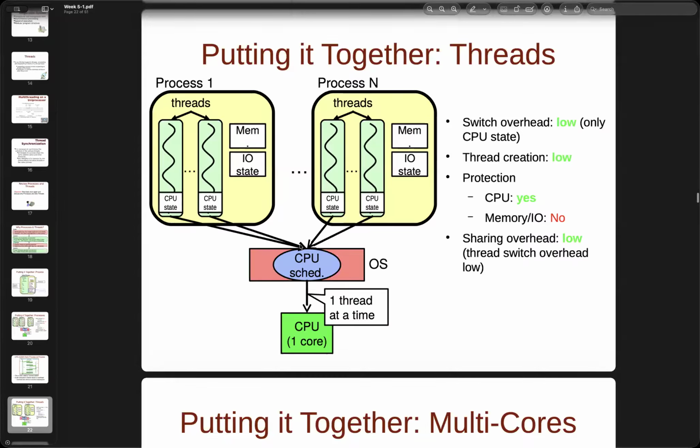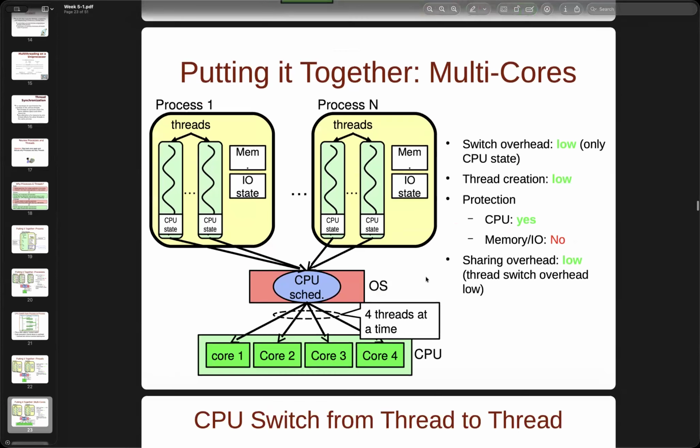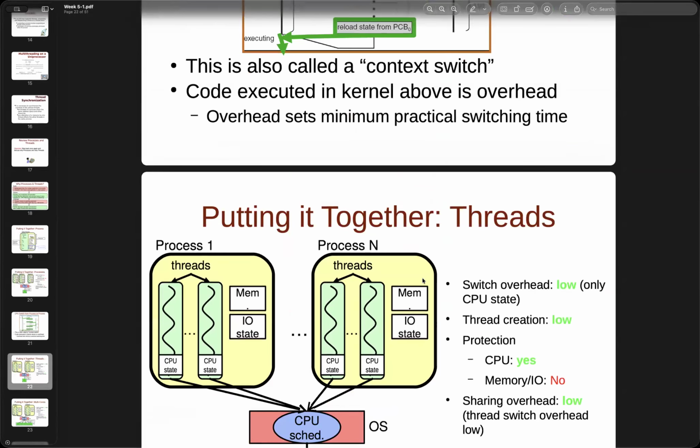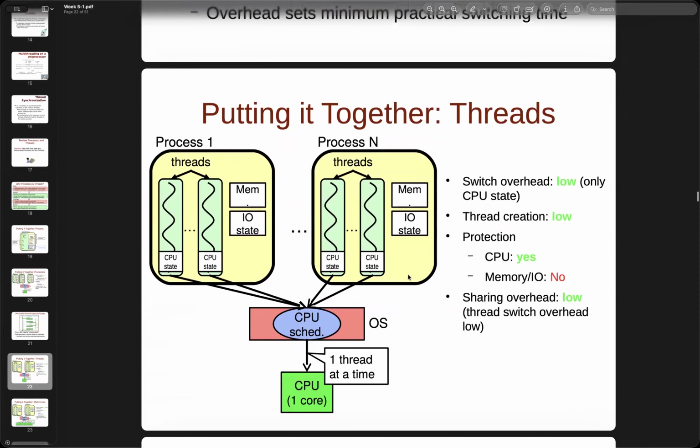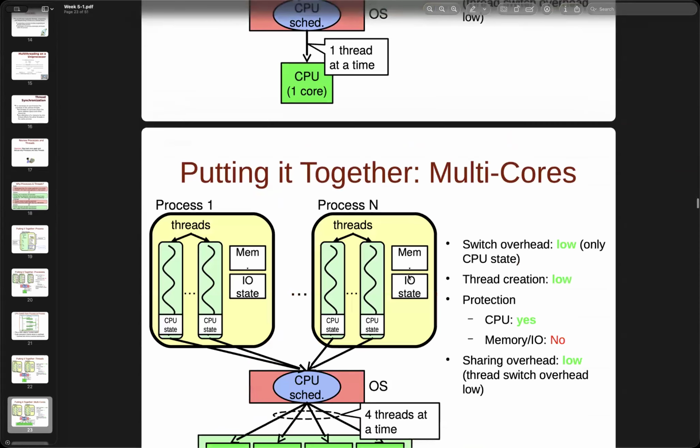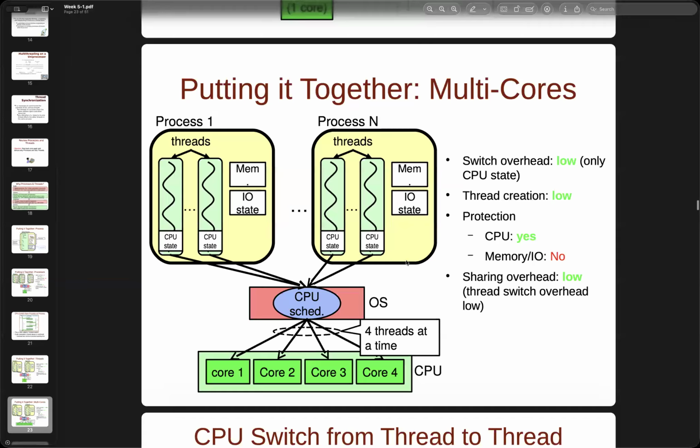Because we have so many threads right here, the sharing overhead is also low, because the thread switching overhead is pretty low. So here's the idea: we have one process and then multiple threads. And how about when we have multiple cores? Right now we're talking about one CPU and one process with multiple threads, and then with one CPU.